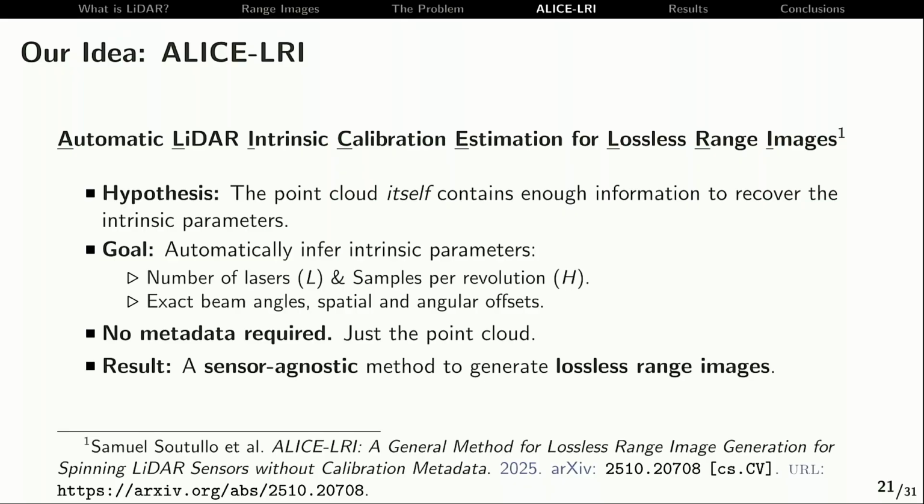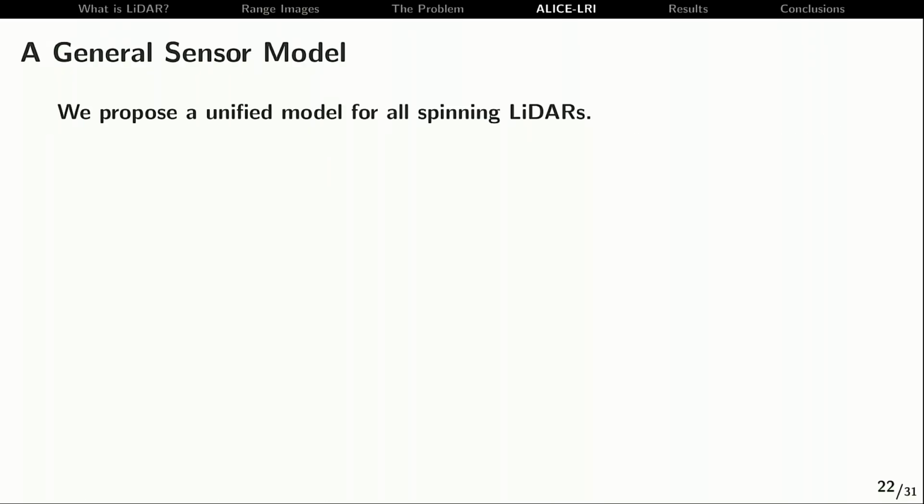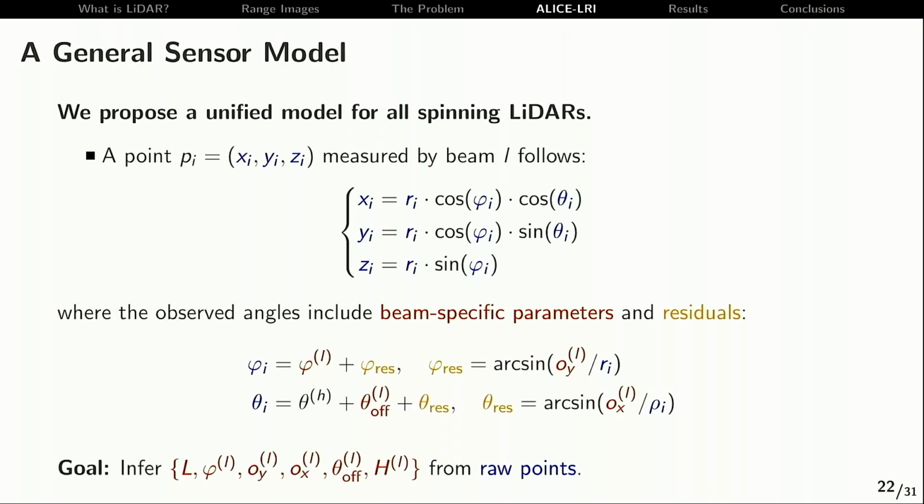And the result is a sensor agnostic method to generate lossless range images. So let's see how it works. First of all, we need to propose a unified model for spinning LiDARs, because as I said before, each manufacturer has a slightly different way of using these intrinsic parameters. And I will not go into many details here, but this is the model that we propose.